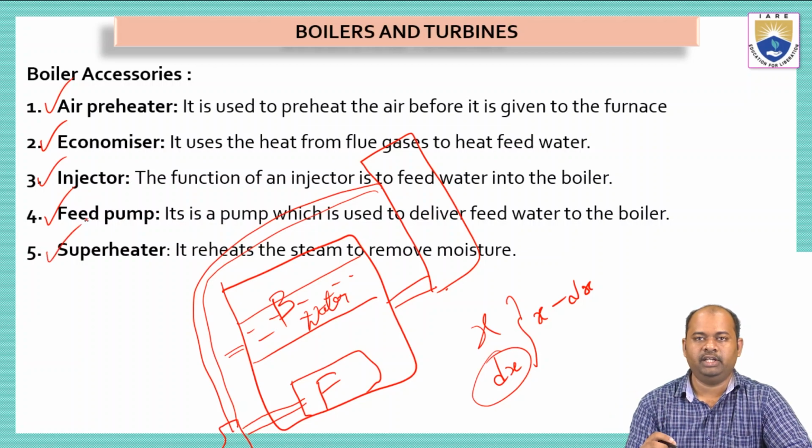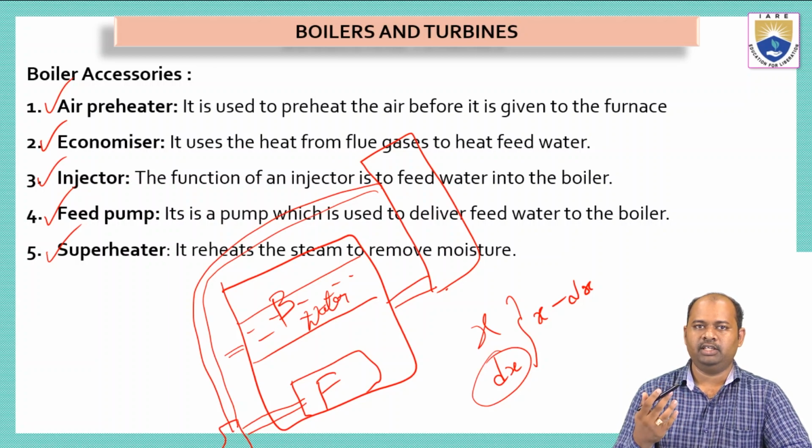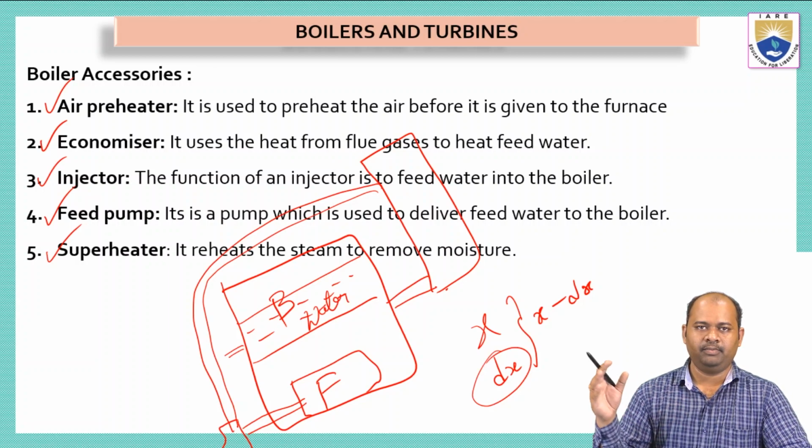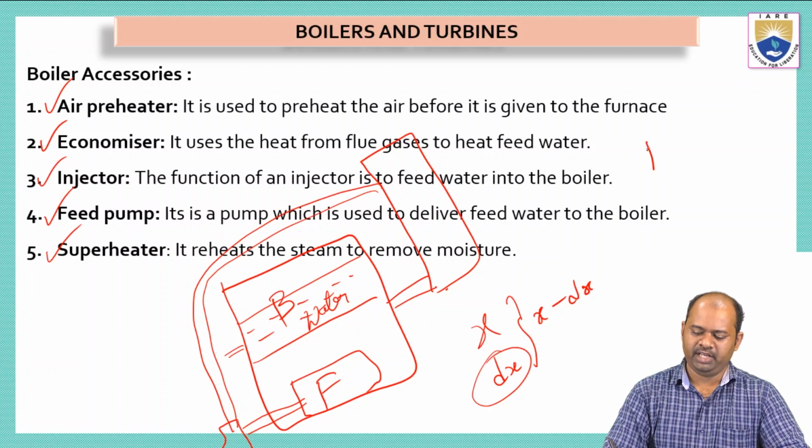And this one, the superheater. Now observe carefully: a superheater is a device which uses the heat from hot flue gases or the furnace, and it uses this heat to reheat the steam. What is reheating? We know what is preheating.